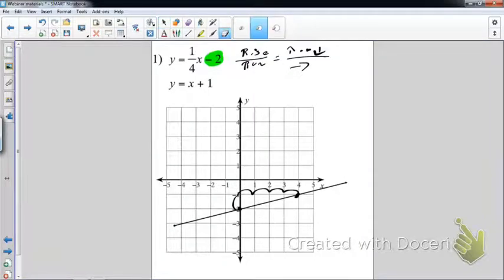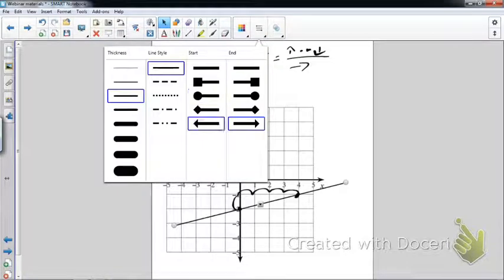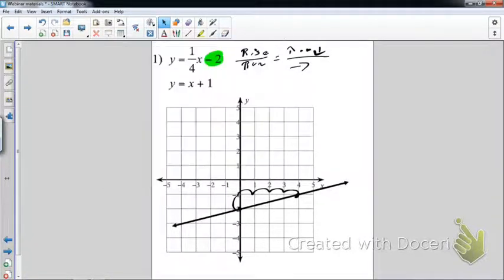Actual shading here, because remember, shading only happens when you have inequalities. Here we actually have the equal sign, and because we have the equal sign, we know it's a solid line that's not going to be shaded. So let me go ahead and put arrows at the end of these and make it a little bit bigger so that you can see.